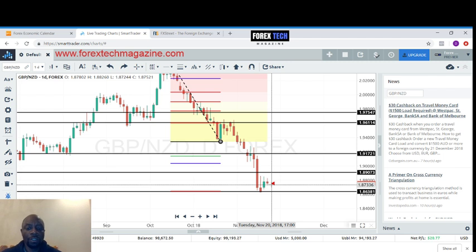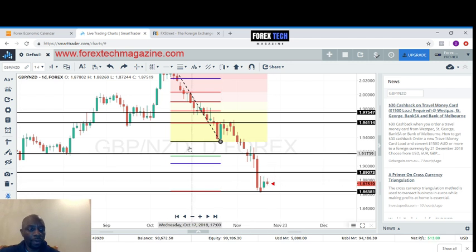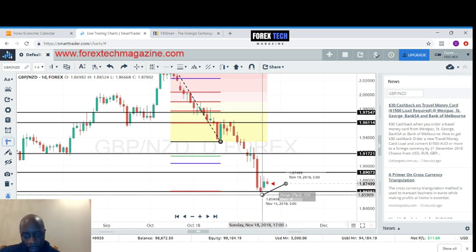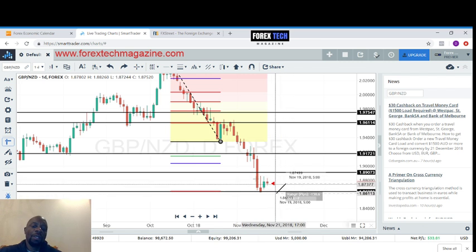A couple of things that you could do here. You could go ahead and buy here, and if you did, you could put your stop loss back up under this swing low here, right? It's going to be about 150, 130 pips.